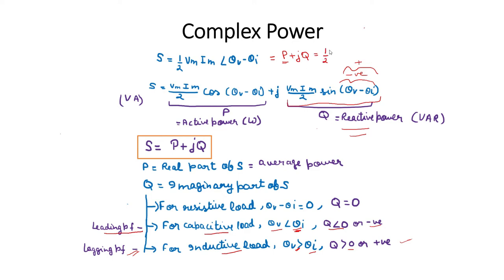In terms of voltage and current, complex power is equal to half into V into I conjugate. So when we put the value, we get half into Vm, then angle theta V, into Im angle minus theta I. Why minus? Because here we have used this conjugate term. So therefore we get half Vm into Im and then angle theta V minus theta I. Here it is important to remember that we have used the conjugate value of the current.